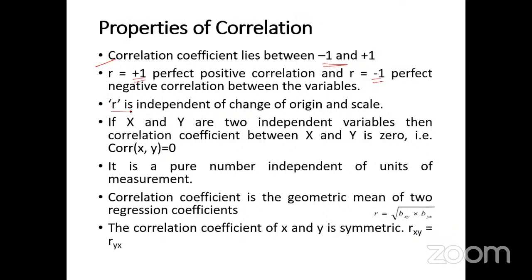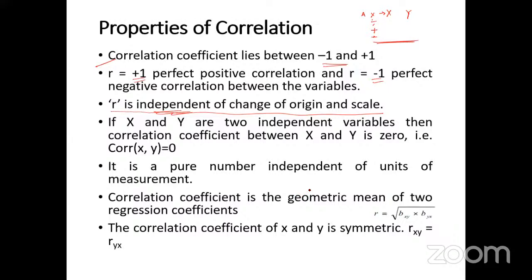One more most important thing about correlation is that r, the correlation coefficient, is independent of change of origin and scale. It means that given a data set of x and y, if you multiply x or y by a, an arbitrary constant, divide by a, add a, or subtract a, your correlation will not change. That is why r is independent of change of origin and scale. That means when you add or subtract a constant to your original series, there is no change in the value of the correlation coefficient.